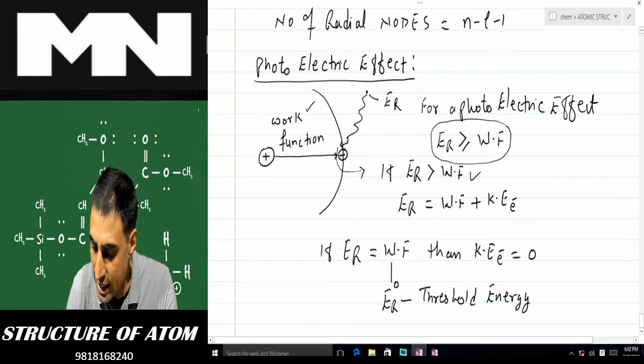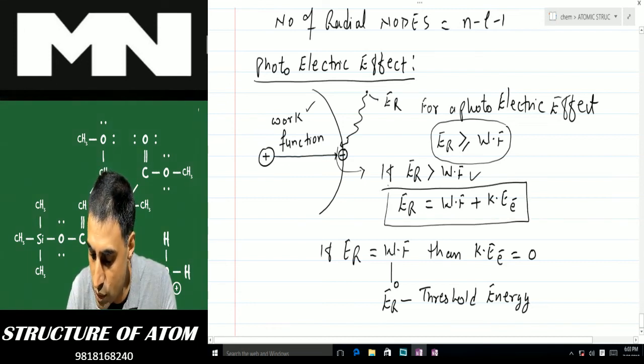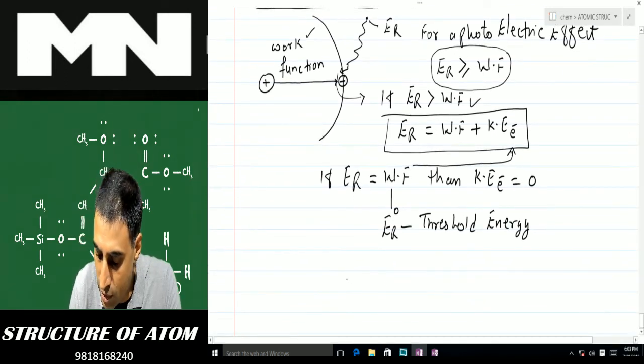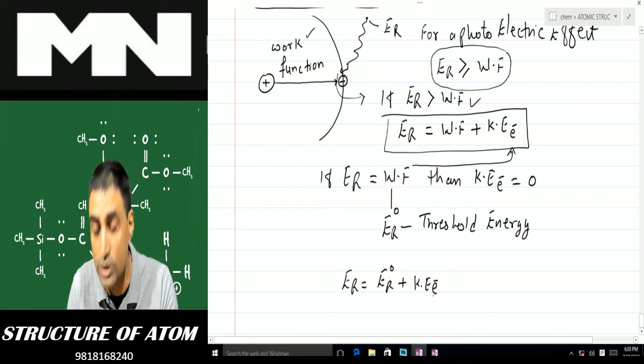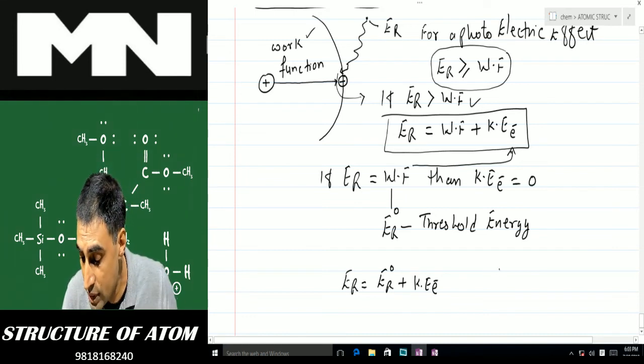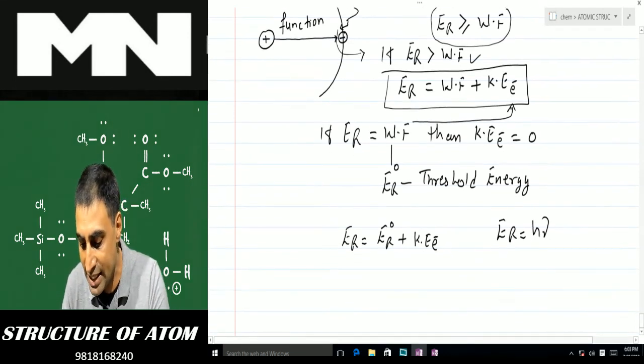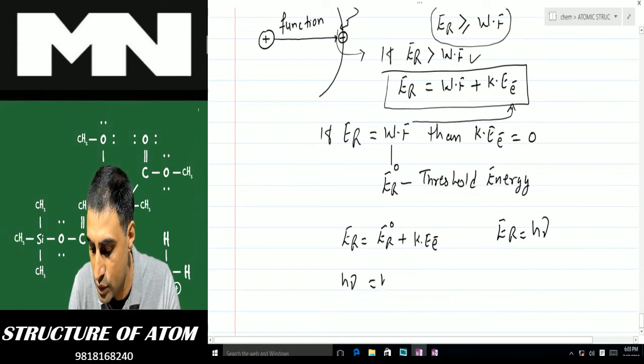So what I can do, you can see this formula. I can use this analogy over here in this formula. In that case, my formula will become energy of radiation is equal to E0 plus kinetic energy of electron. So this is what I'll get. You know, energy of radiation is equal to h nu. So here in this case, I can also write h nu is equal to h nu naught plus kinetic energy of electron.